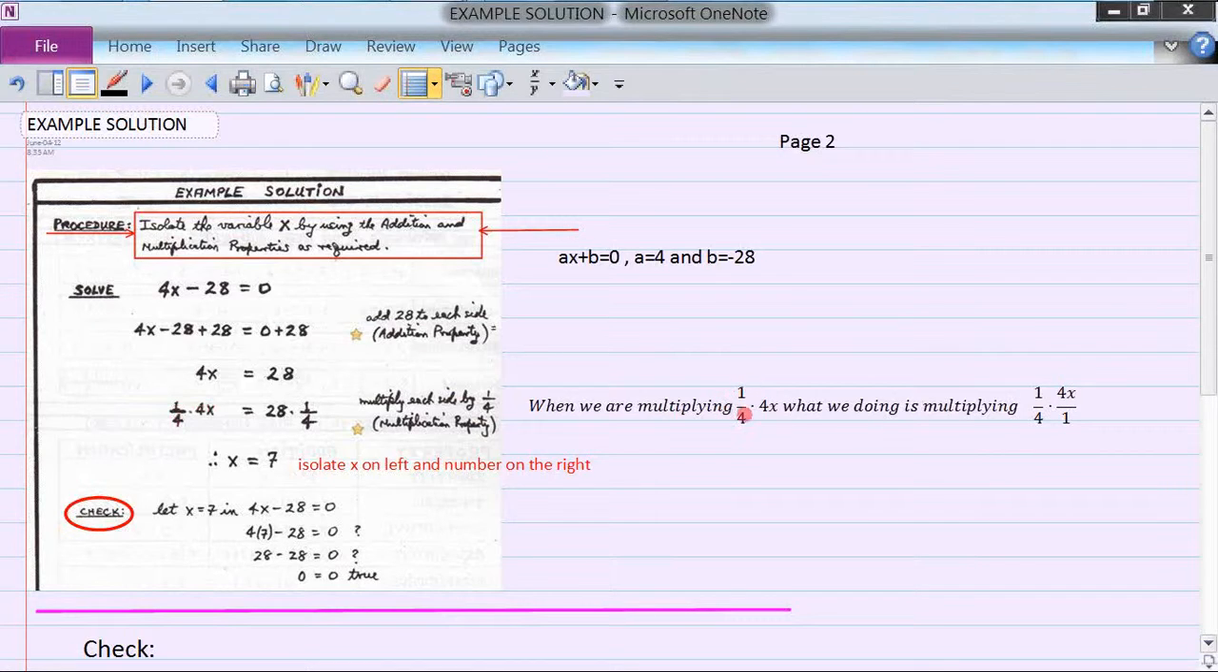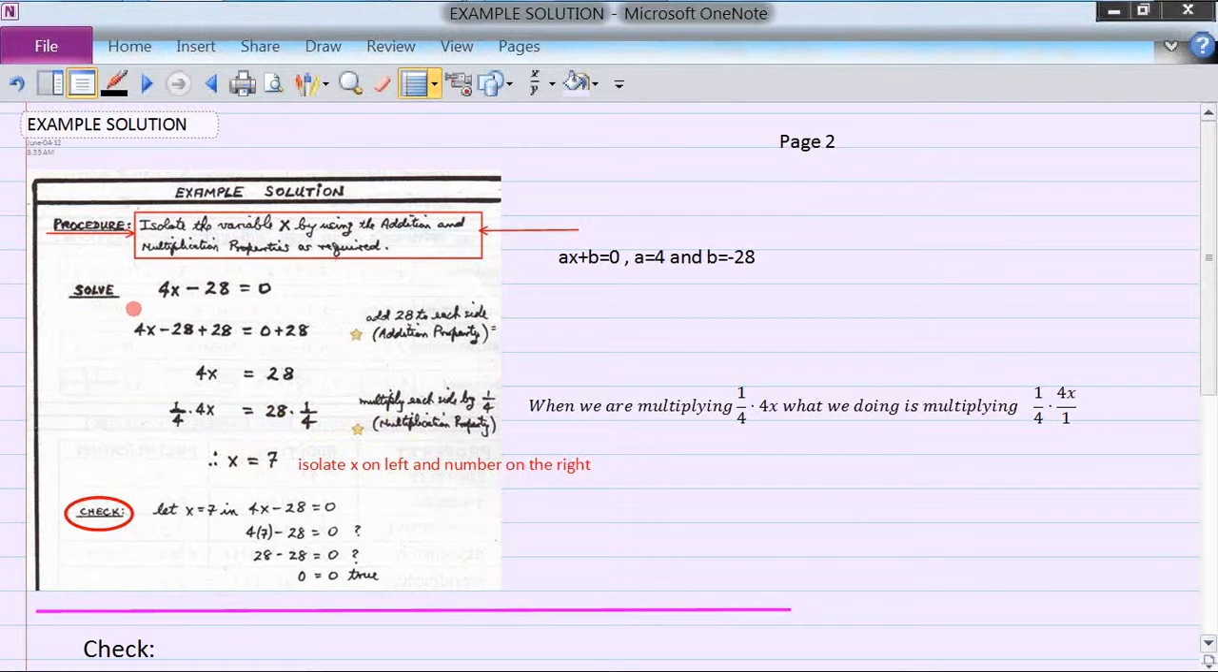So what I'm saying is when we're multiplying a quarter times 4x, the 4 and this 4 will cancel because one's on the numerator and one's on the denominator, and I'm just going to be left with x. And you can see here, this 4 and that 4 cancel. 1 times x gives me x. 4 goes into 28. And so x equals 7.